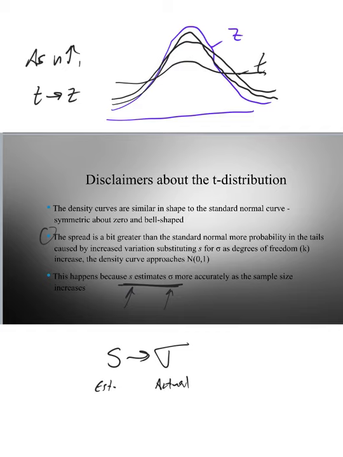So the question that's commonly asked is, what's the difference between a T and a Z? The difference between a T and a Z is the T uses s, the Z uses sigma. And so that little bit of uncertainty in the s is what causes the T to be a wider curve, to have a little more area in the tails, and a little less area in the center.